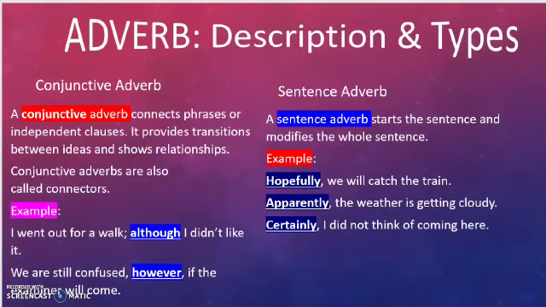Okay. Now, sentence adverb. A sentence adverb starts the sentence and modifies the whole sentence. For example, hopefully, we will catch the train. Apparently, the weather is getting cloudy. Certainly, I didn't think of coming here.